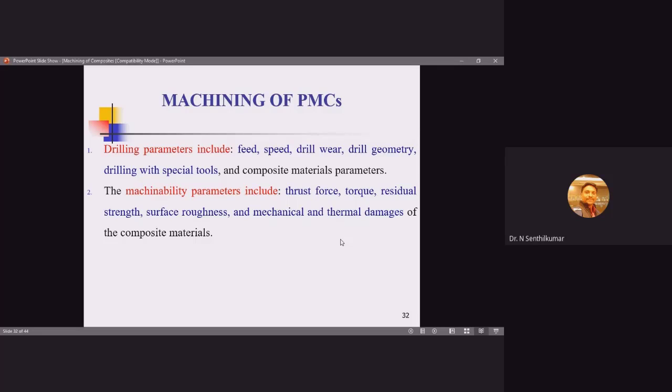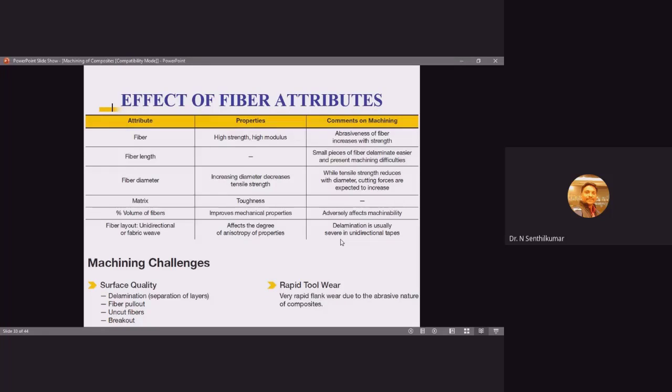Then surface roughness and residual strength. If it is a polymer, then we can go with the delamination factors. If I am going to use fibers, then I can go with cylindricity error and circularity error. Likewise, we can study many things. These are the effects of different fiber attributes: fiber length, fiber diameter, and what type of fiber we are going to use.